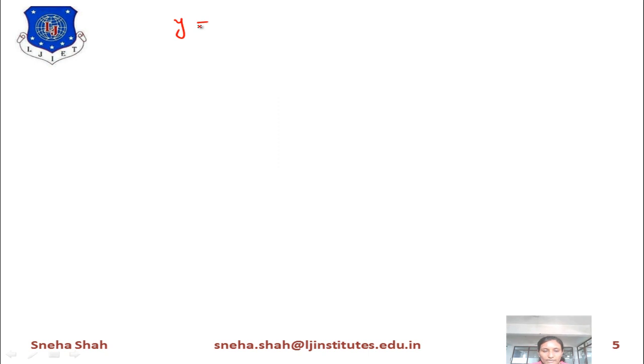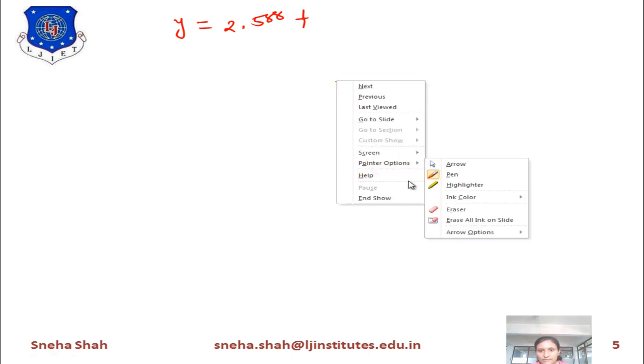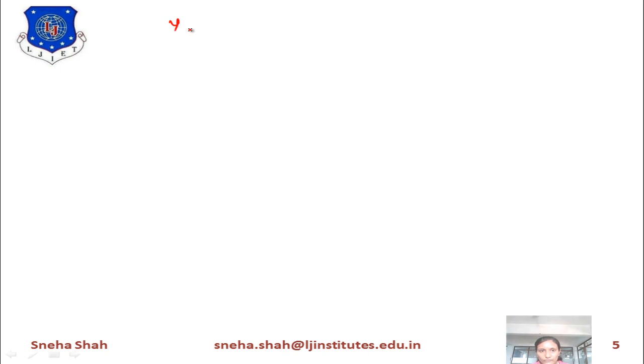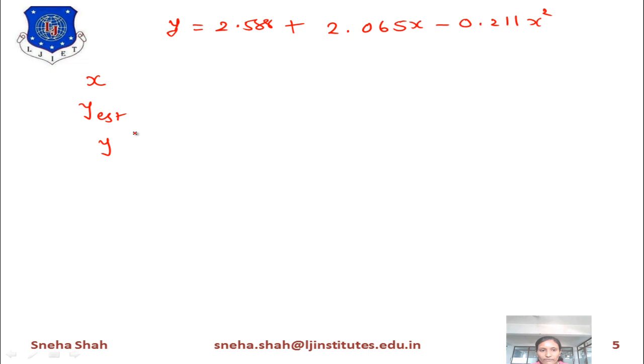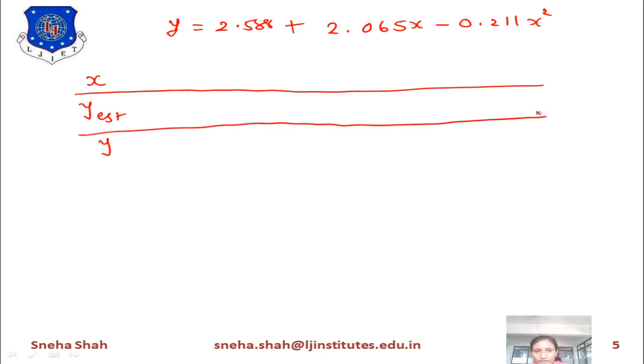So I will write the same equation, y equals 2.588 plus 2.065x minus 0.211x square. Now in this we have to take different values of x to find the estimated value of y, and y is already given to you. So from this we can find whether the estimated value is near to y or not.